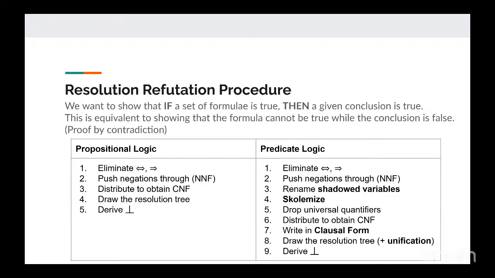In predicate logic, it's a little bit more complicated. So some of the steps are the same. We still want to eliminate those implication symbols. We want to push negations through. But then we have to deal with things like shadowed variables. We want to make sure that the variables that we use make sense. We don't want to have two of the same one. Right? We have this notion of Skolemizing things, which we'll come back to in the detailed example. We have clausal form. And then when we're drawing the resolution tree, we have unification, right? So this is just to help you remember a little bit of what we did. So maybe let's move to the next slide.